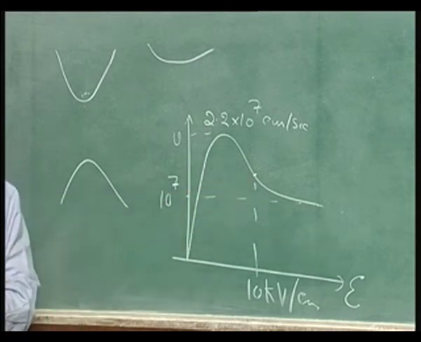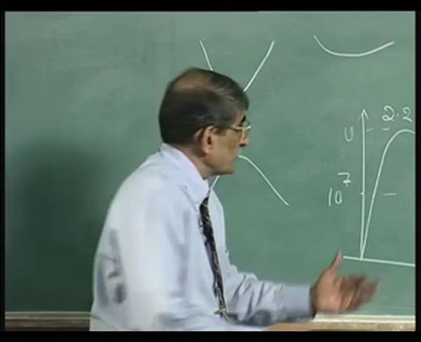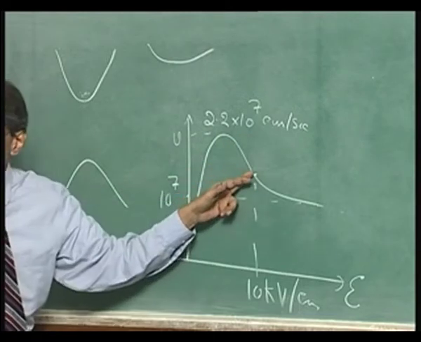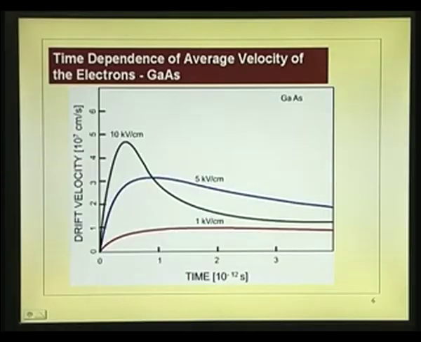In other words, what we are telling is the velocity of electrons versus time will not follow just like this, it will go like that and come to that. And beyond that point, constant. So, that is this curve.